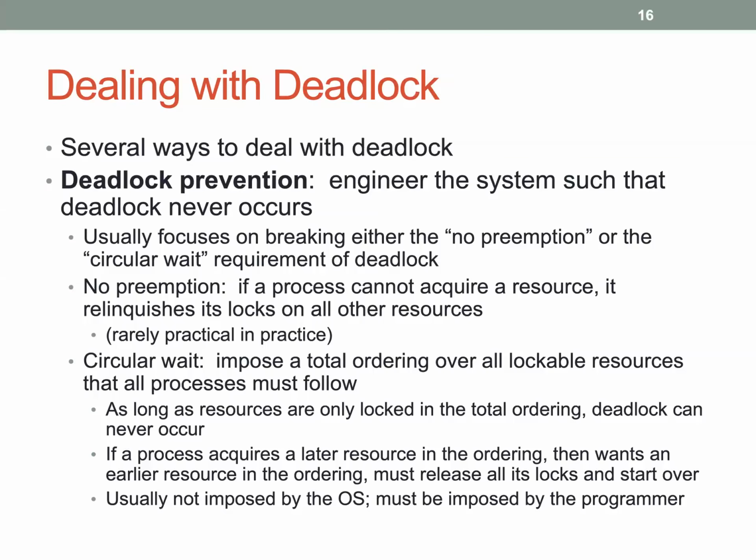So you always have this total ordering, and if everybody always follows the total ordering, then you can't generate cycles. And this is a pretty important result. This is the technique that most systems follow when they're trying to prevent deadlock.